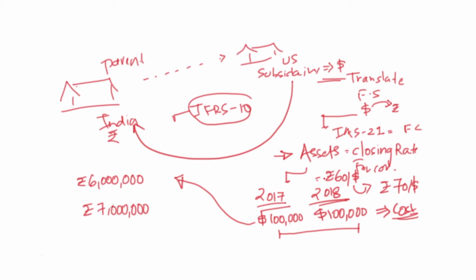7 million rupees. Due to the exchange differences only, the value went from 6 to 7 million. Hence, this is the impact that requires separate presentation in the financial statements.